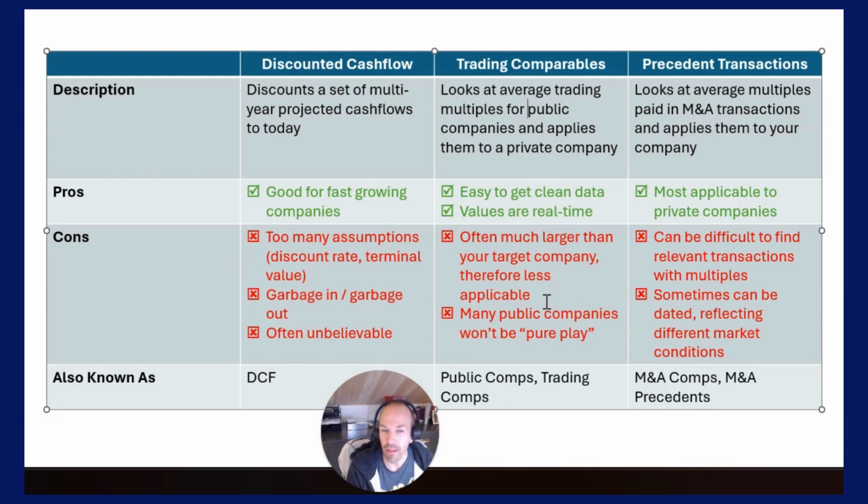I think the downfall of using public company comps or trading comparables is often that the public companies you're looking at are much larger than the company you're trying to value. So there's inherently usually a discount, right? Not every technology business is going to be valued at the same multiple as Apple or Google does, because they're the best in their business and so huge that they get a premium for their size.